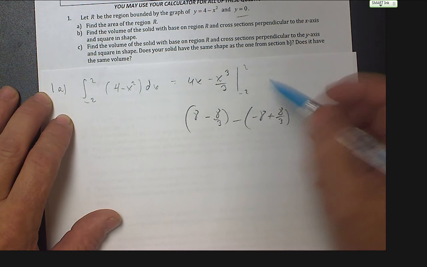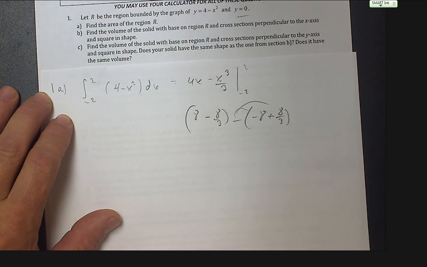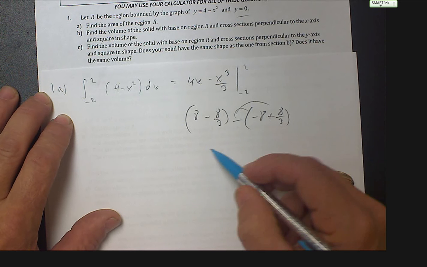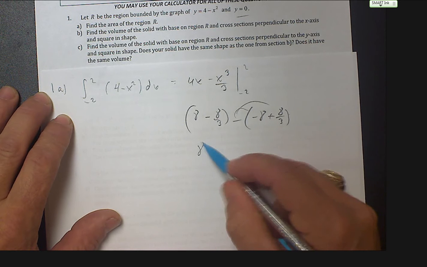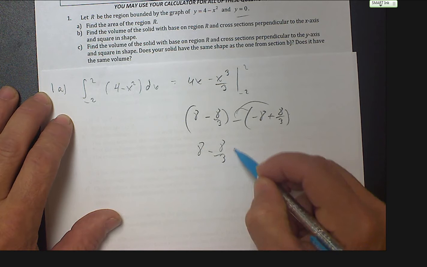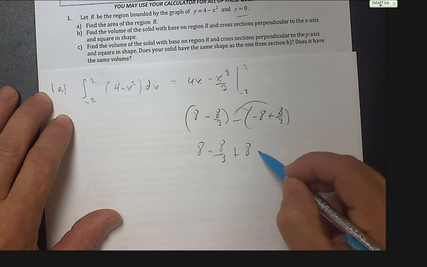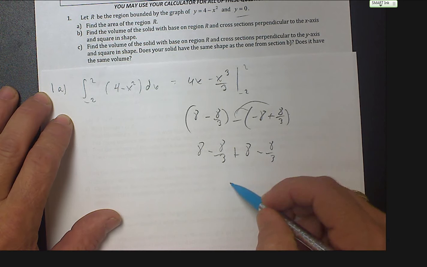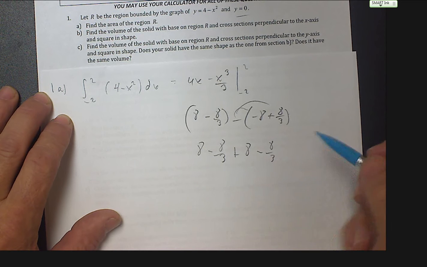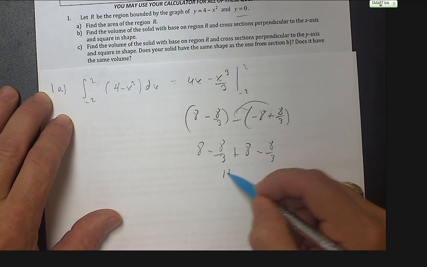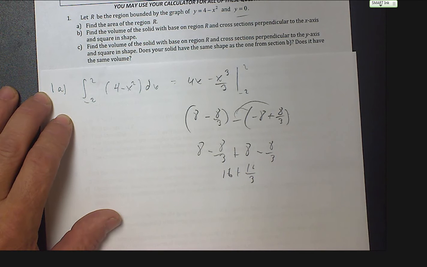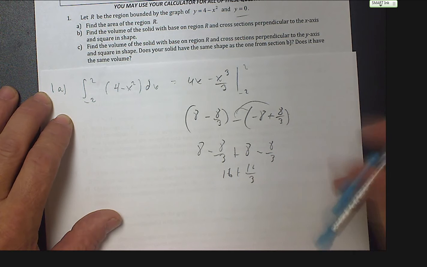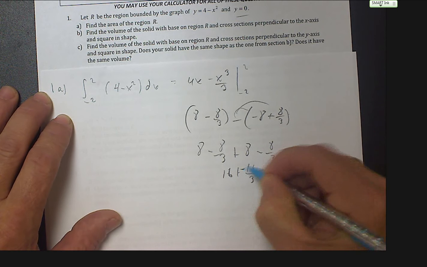So I'm going to distribute that, and that's going to give me 8 minus 8/3 plus 8 minus 8/3. That's going to be 16 minus 16/3. Is that correct or no? Am I correct? 16 minus 16/3. You get 32/3.